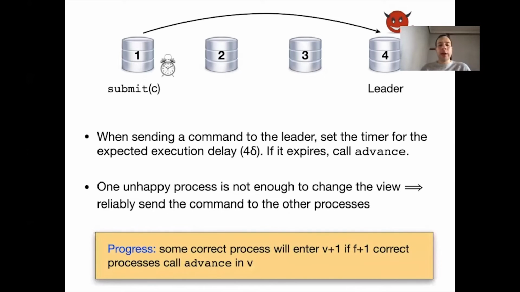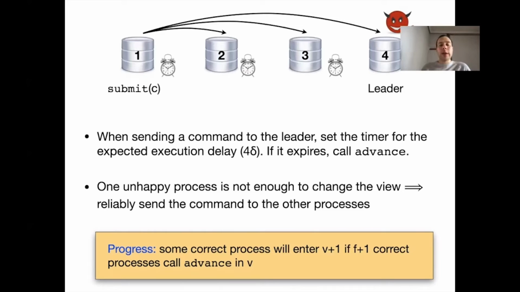But the problem is that one unhappy process is not enough to change the view, and so to change the leader, because we have this progress property of the synchronizer, and this property only guarantees a view switch if at least f+1 correct processes call advance. And so for this reason, when a process submits a command to the leader, it will actually also send it to all the other processes in the system, say processes 2 and 3 in this example. When these processes receive the command, they will also set the timers. And if the timers expire before the command is executed at these processes, they will also call advance and so complain about the leader. And so in this way, we can ensure that if the leader is faulty, the processes will notice it and try to change the view.